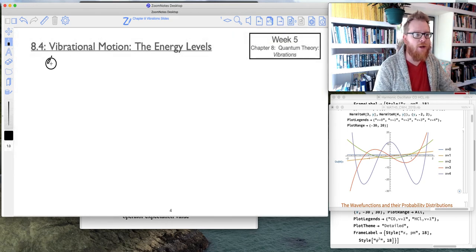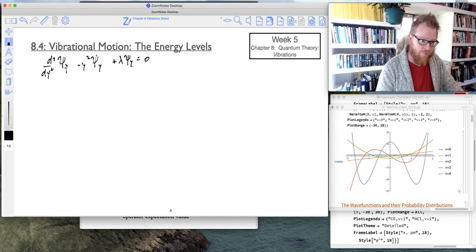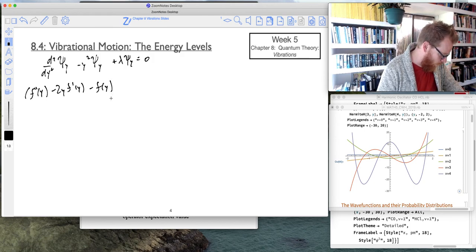And I'll just remind you up here once again, our Schrodinger equation that we're trying to solve, this is really just the reduced form: minus the second derivative of psi plus y squared psi of y equals 0. So let's keep it going. Our second derivative of psi, the big function, is going to be f double prime of y minus 2y f prime of y minus f of y.